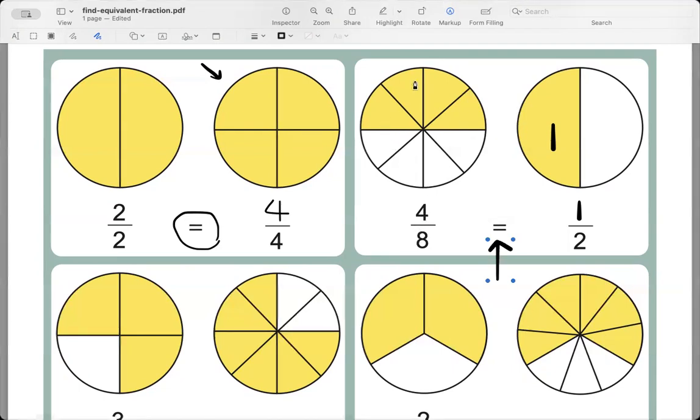4/8, 4 parts shaded out of 8, and 1/2, 1 part shaded out of 2, give us the equivalent fractions 4/8 and 1/2. They are equivalent, or they are equal. They are the same value. The 2 pictures are the same value, or the same amount shaded in each of the pies. The 2 fractions are equivalent and are the same value.